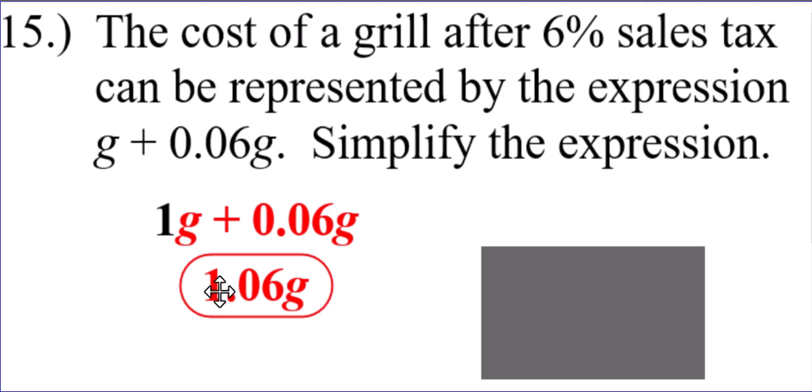Oh, by the way, if this 1.06 looks familiar to you, it's because on the percent unit, I taught you that 6% sales tax increases the price from the 100% of itself that it used to be, and 100% plus 6% would give you 106% of the original price, which is 1.06 times whatever that price was. In this case, we called it G. So that's how this ties in to what I taught you back in the percent unit.